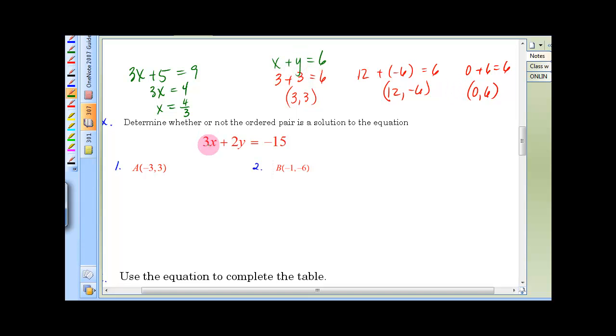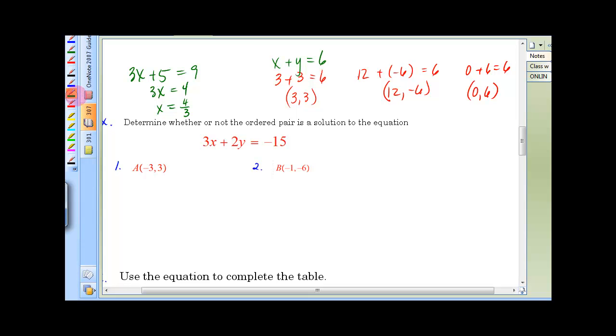So let's look at this linear equation, 3x plus 2y is equal to negative 15. And let's ask ourselves, well, does the ordered pair negative 3, 3, when I plug it into this equation, cause the left-hand side to be equal to the right? In other words, is the point negative 3, 3 a solution to this equation? Well, I don't know. Let's try it out and see.